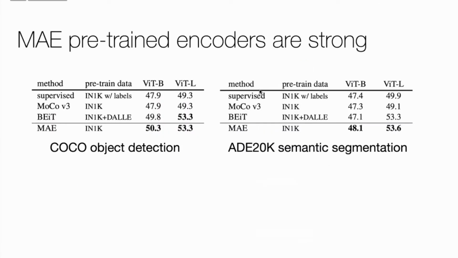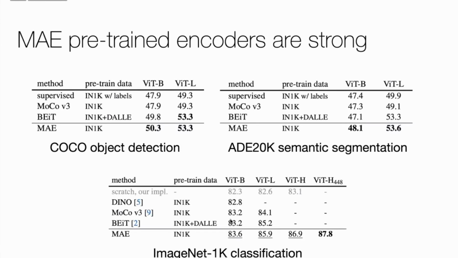And MAE pre-trained encoders are pretty strong. Once we get the MAE pre-trained, we will just throw away the decoder and only keep the encoder for downstream tasks. We transferred it to multiple tasks in that work, for example, object detection and semantic segmentation. Compared to supervised learning, contrastive learning, so MoCo v3 is a contrastive learning, and concurrent work that also does masked modeling, we see strong improvements. And MAE also works well for the ImageNet-1K image classification task, and achieved state of the art back then.